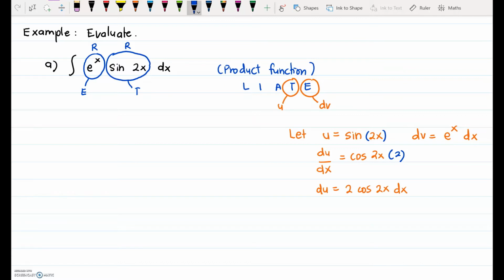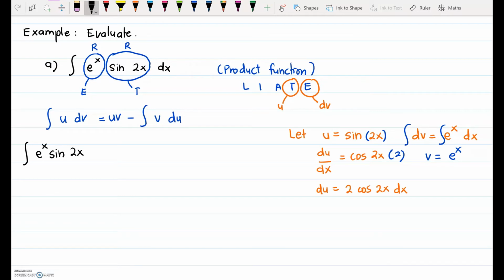Next, continue with your dv. You need to integrate your dv. The integration of dv gives v equals, and the integration of e^x gives e^x. Now you will substitute in your solution. The formula is the integration of u dv equals uv minus the integration of v du. Your left hand side will be the original question, the integration of e^x sine 2x dx.